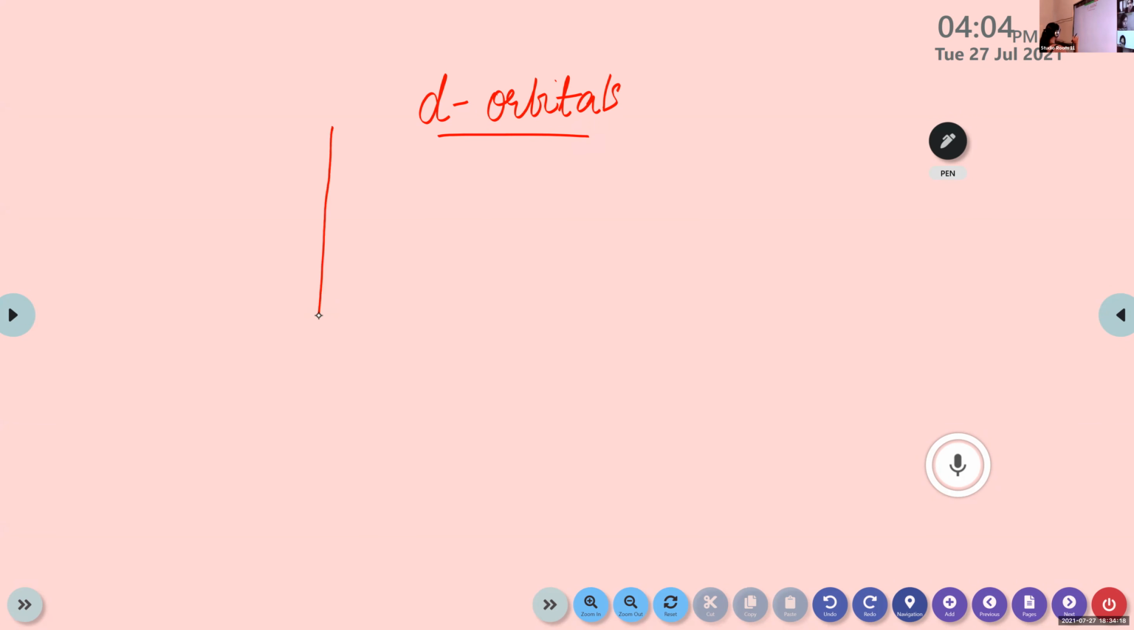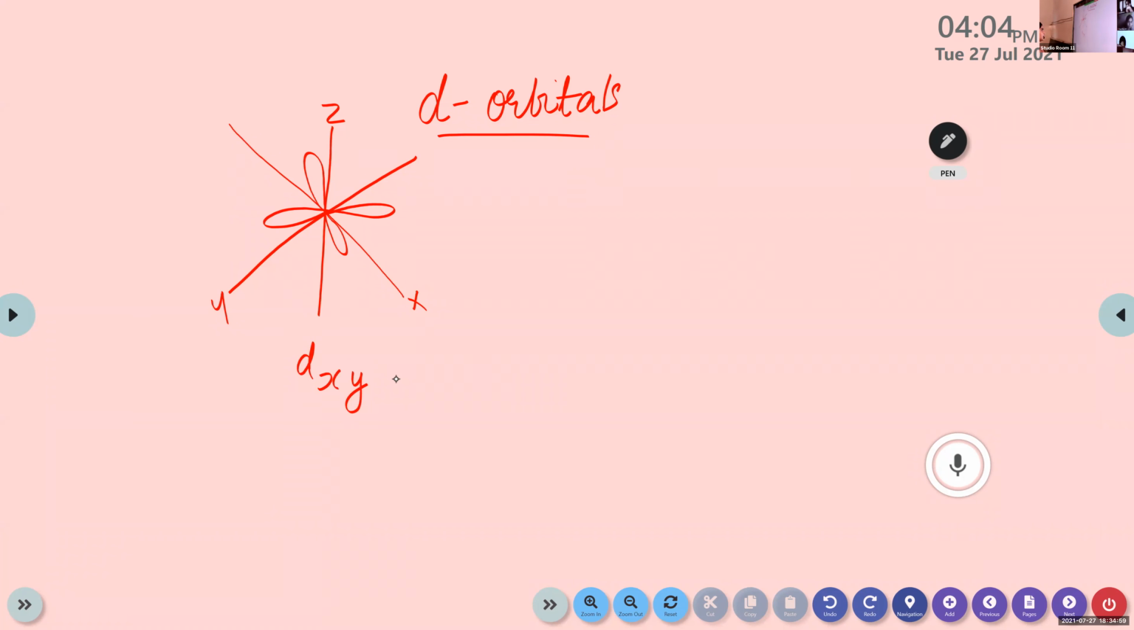First, you can draw the axis. This one is Z axis. Then next one is Y axis. This one is X axis. And the two lobes are in between these two. That means here one lobe, then here one lobe. Okay, this one is for dxy.